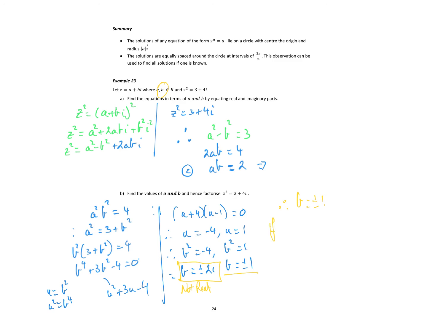So if b is equal to 1, a is equal to, what was a equal to? Well, over here, a is equal to 2 on b. So if b is equal to 1, a is equal to 2. If b is equal to negative 1, a is equal to negative 2. So my solutions, therefore, z1 is equal to 2 plus i, z2 is equal to negative 2 minus i.